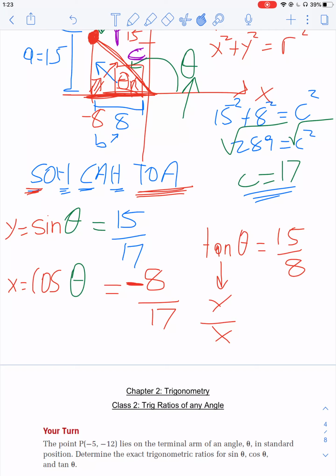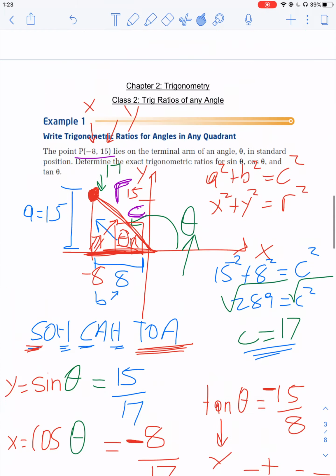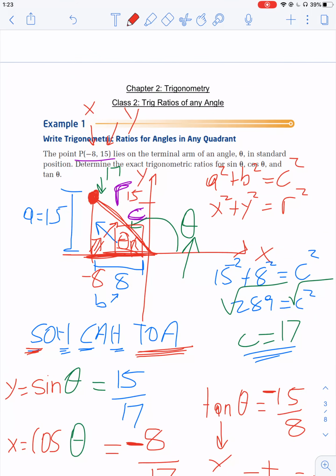But remember that your y coordinate is positive and your x coordinate is negative, right? So if you divide a positive number by a negative number, your end result will be negative. So this has to be negative, okay? For those of you who don't really like this method, positive over negative is equal to negative, you can memorize this fact, okay? Tan theta will be negative.